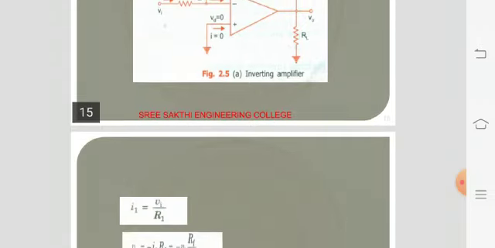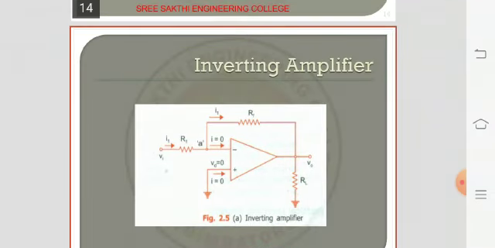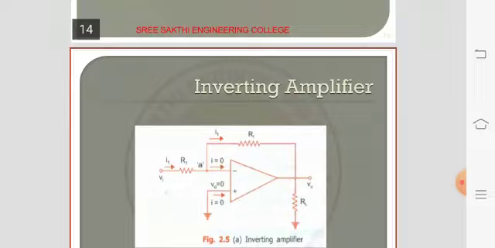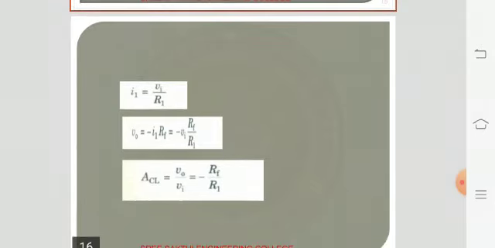So if you want to calculate I1, you can see here, I1 is equal to V1 by R1, and Vout is equal to I1 into RF, that is equal to minus V1 RF by R1. So the total closed loop gain is output by input, that is equal to minus RF by R1. The minus sign indicates that it is an inverting gain. So it is represented as minus RF by R1.